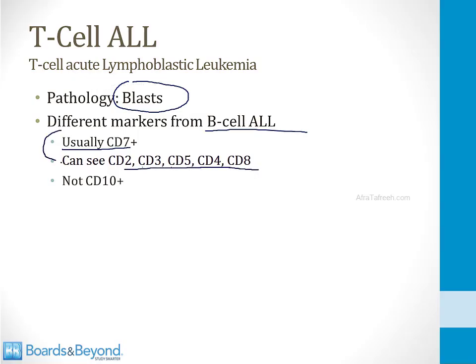And all of this should make sense to you based on the discussion we had a few slides ago. These are all low numbers which are typically found on T cells. Importantly, the blasts in T-cell ALL will not be CD10 positive, and that should also make sense to you because CD10 is a marker found on pre-B cells.